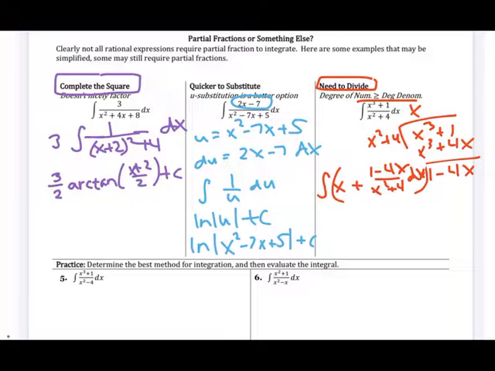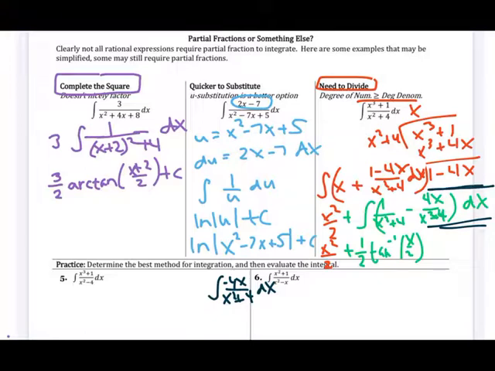I can just integrate x to get x squared over 2, and then I'm going to split the fraction for my other two. So this is 1 over x squared plus 4 minus 4x over x squared plus 4 dx. This first part is going to end up being arctan, and we can use U-substitution on the second part to actually get a natural log situation. So let's work through that.